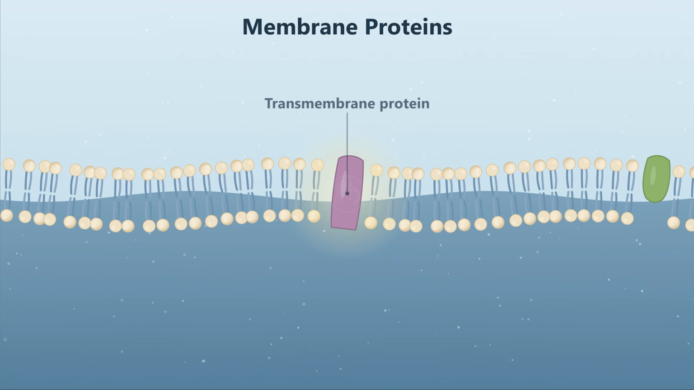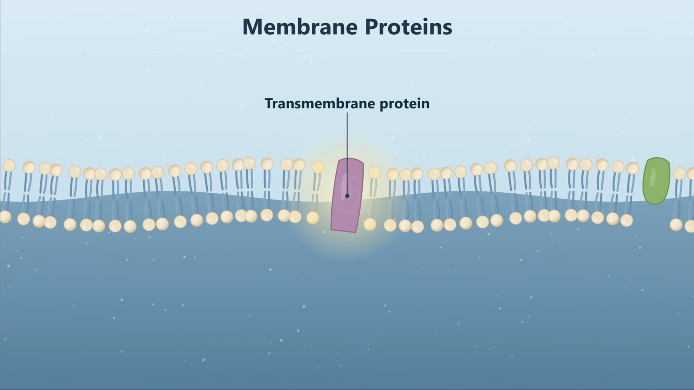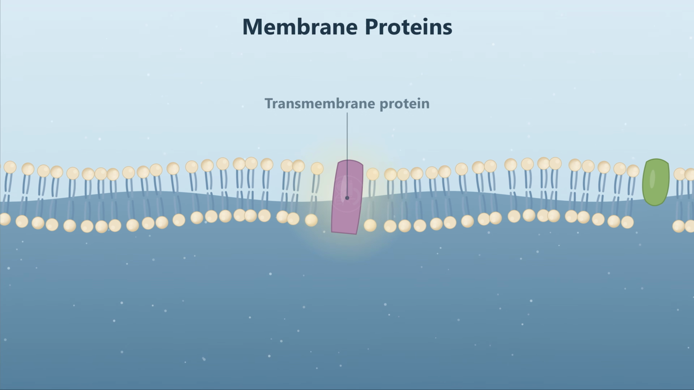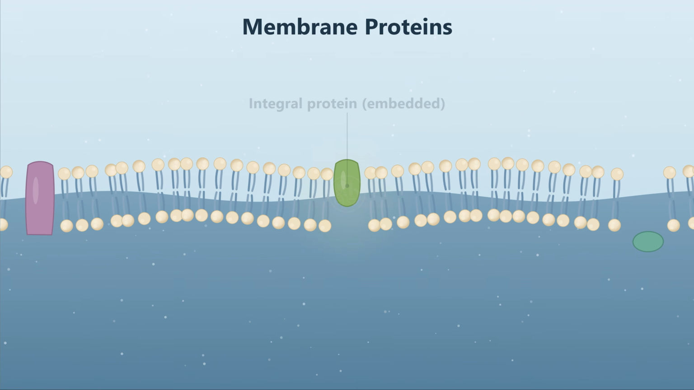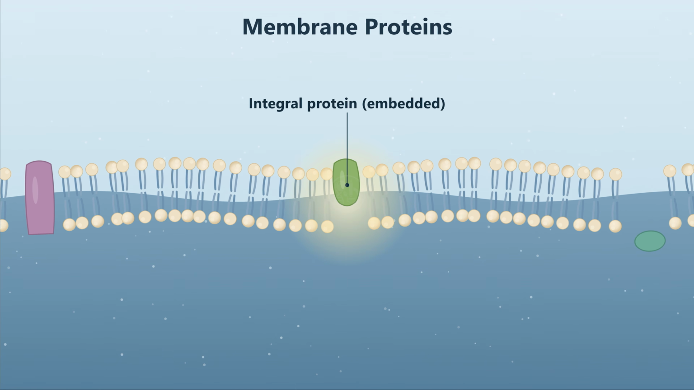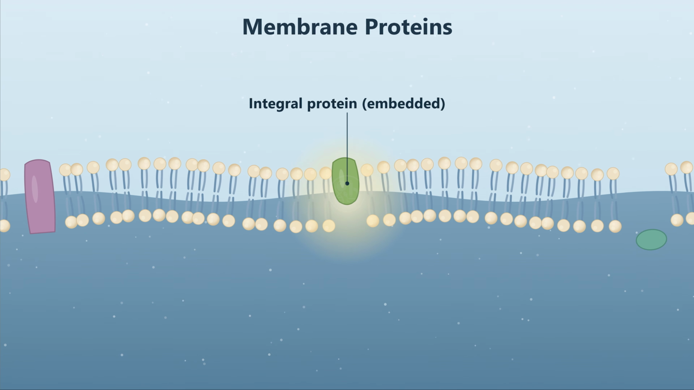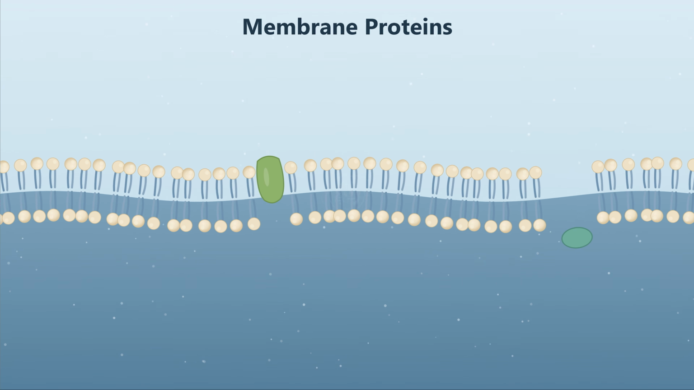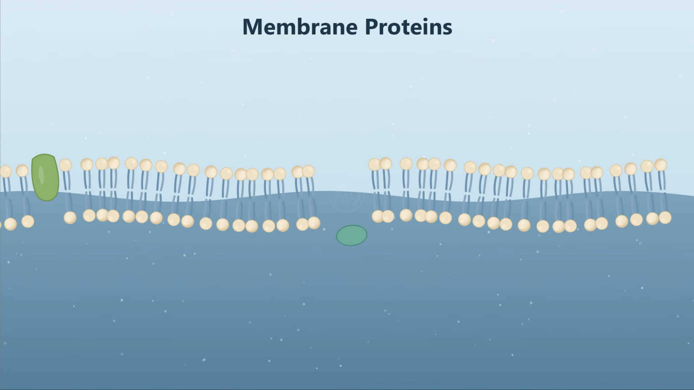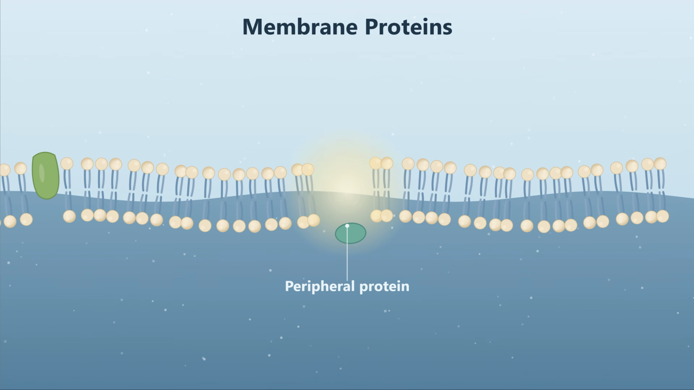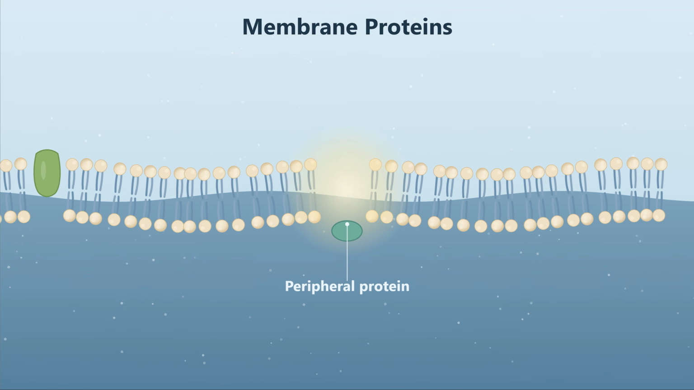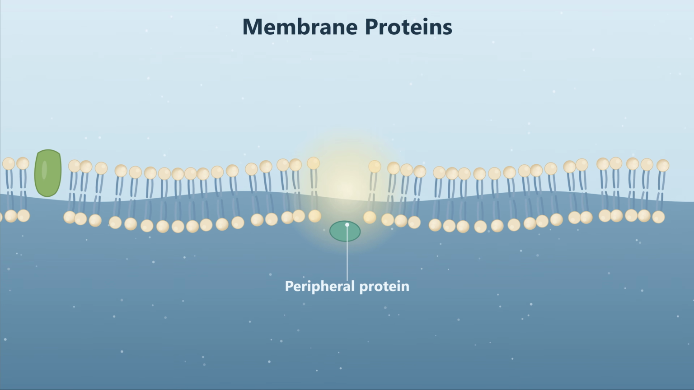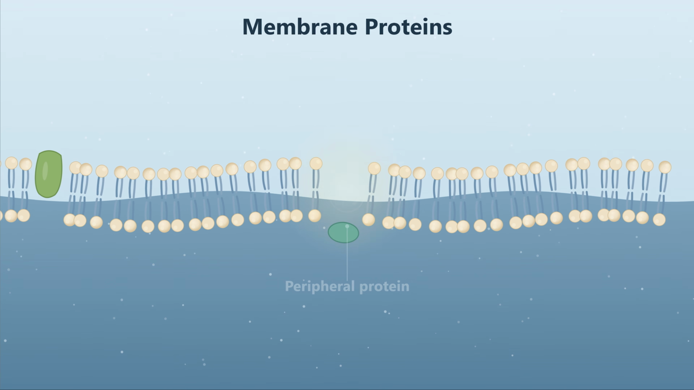Membrane proteins associate with the lipid bilayer in different ways. Integral proteins are embedded within its hydrophobic interior, and many transmembrane proteins extend across the entire bilayer. Peripheral proteins remain attached to one membrane surface or to another protein without entering deeply into the hydrophobic core.